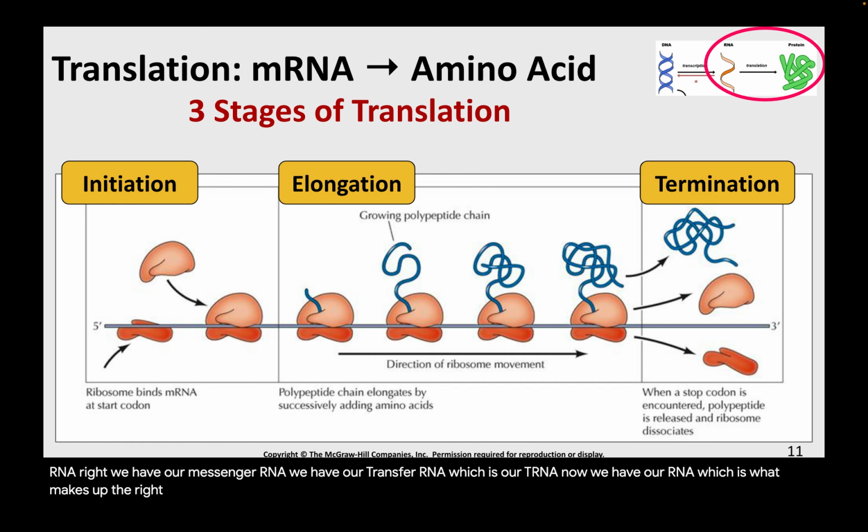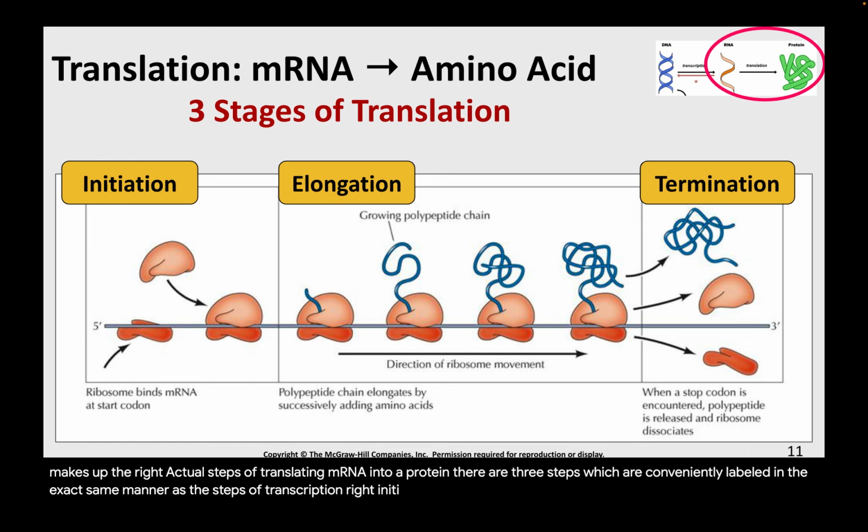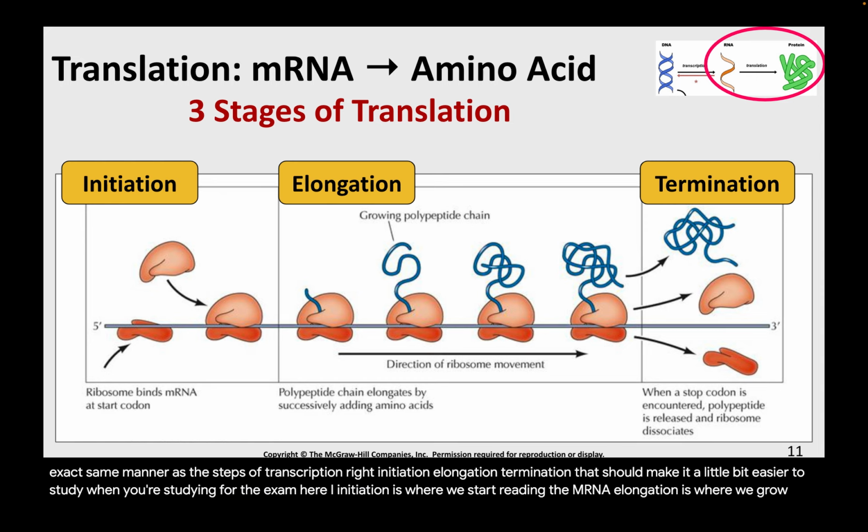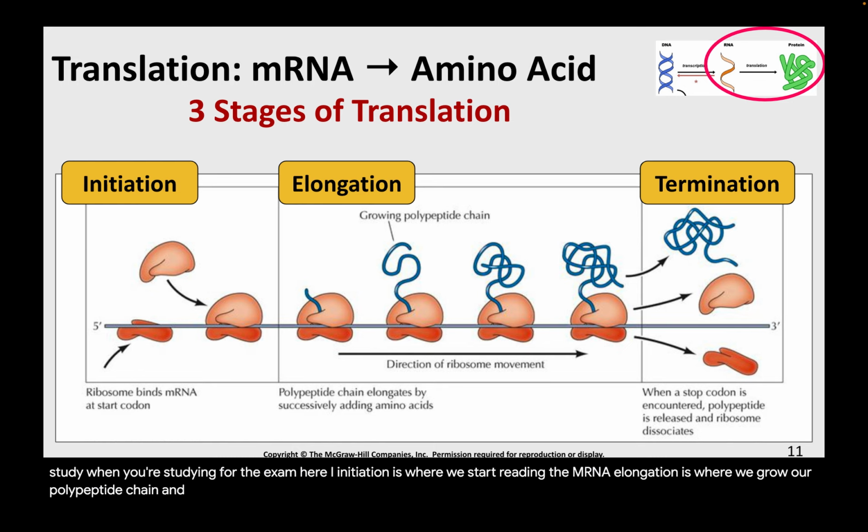If we look at the actual steps of translating mRNA into a protein, there are 3 steps, which are conveniently labeled in the exact same manner as the steps of transcription: initiation, elongation, termination. That should make it a little easier when you're studying for the exam, since both transcription and translation have the same names for the steps. Initiation is where we start reading the mRNA. Elongation is where we grow our polypeptide chain. And termination is when we complete the entire process.